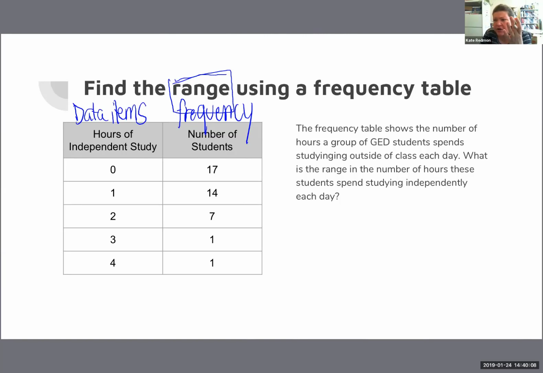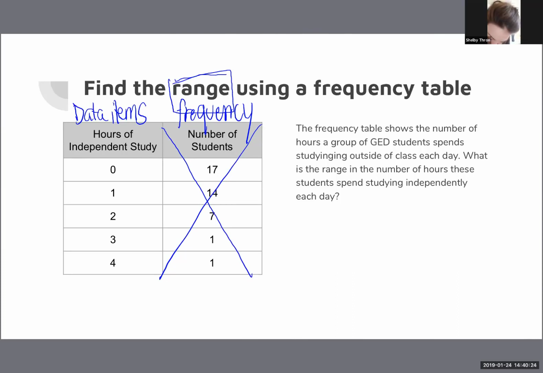I get what you're saying there, but it's the span or the difference of the data, so you don't care. This doesn't matter. It's not the span or the range of the frequency. A lot of people start taking those numbers. I don't want those numbers. I want the data. The only data I had was 0, 1, 2, 3, and 4.